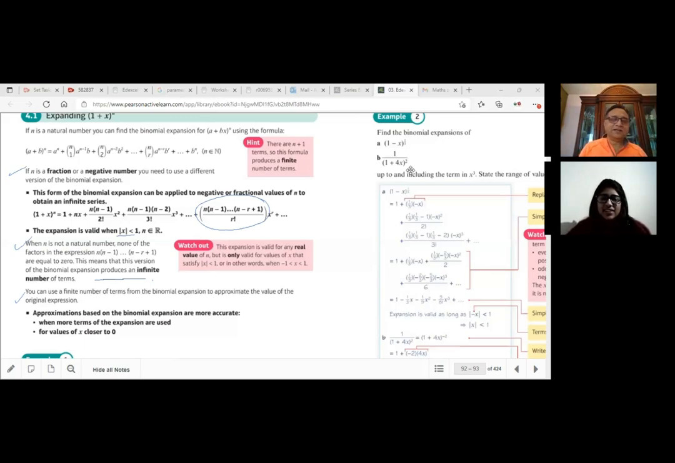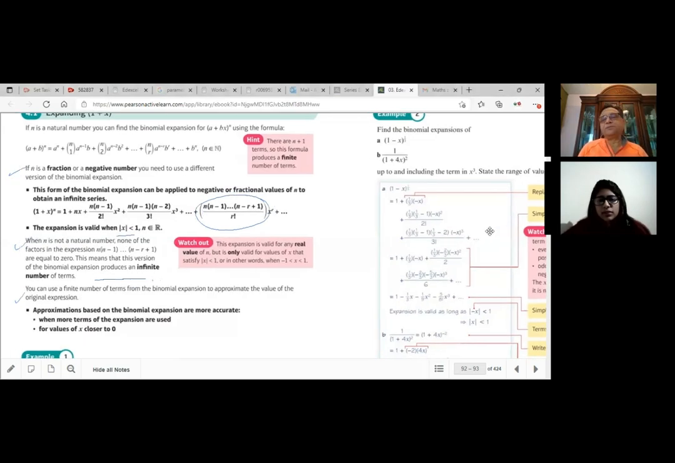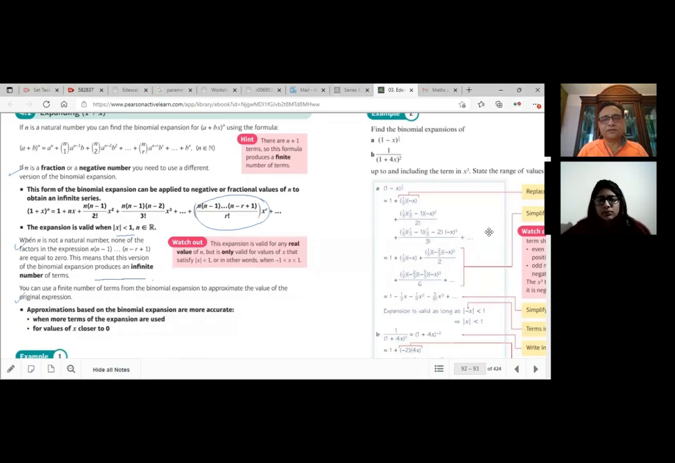Correct. Cool. So the value of x in this expansion has to be within -1 to +1. We say the absolute value of x is less than 1. Is it okay? Yeah. Now let's continue with the example. So can we have the first example, please?